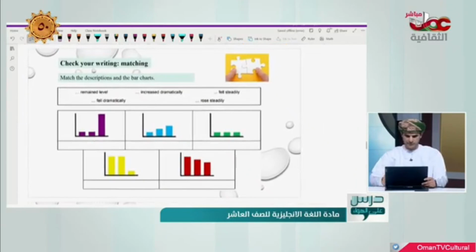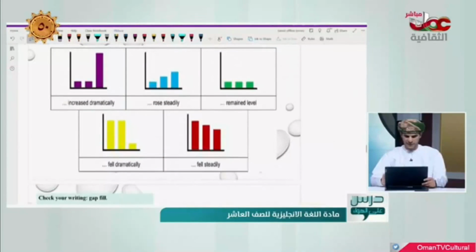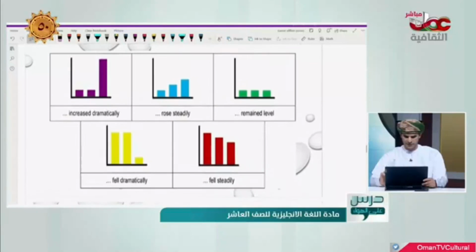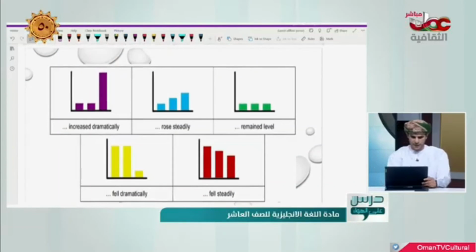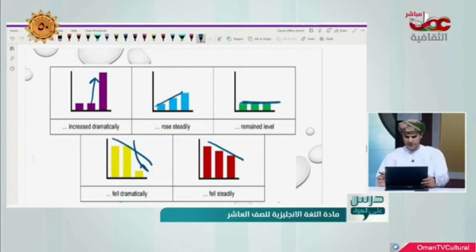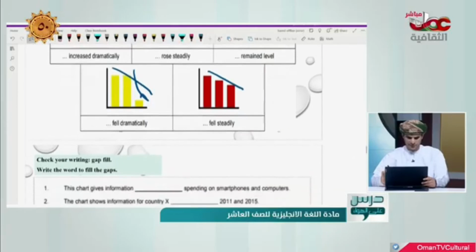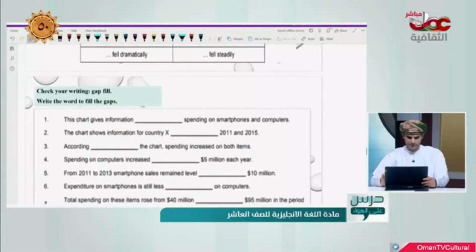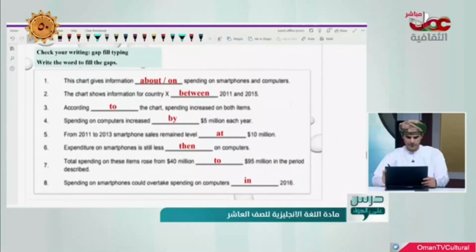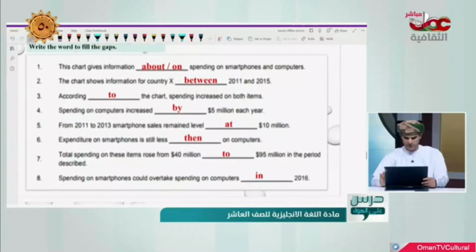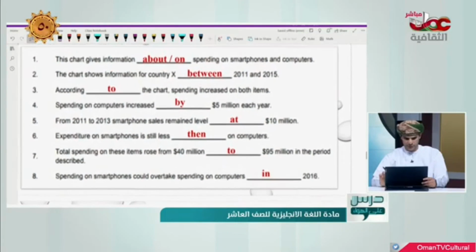Okay, here we have the same activity as we did in the quizzes. Increased dramatically, rose steadily, remained level, no change, fell steadily, fell dramatically. As I told you, you have to understand them and memorize them as well. We have some prepositions also for you to absorb.